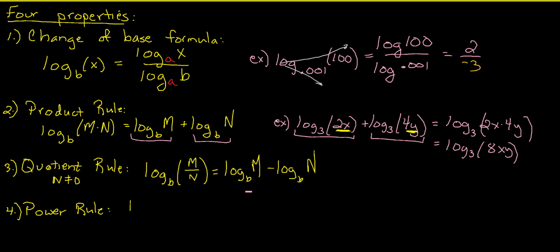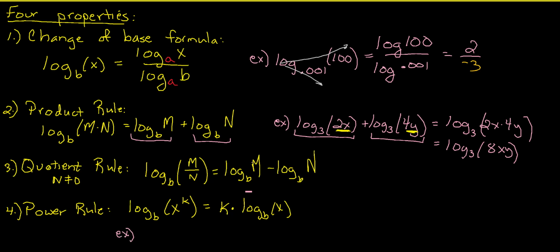So the power rule says that if you have log base b of x to the k, that exponent of k you can pull down in front, so k times log base b of x. So here's an example of that.